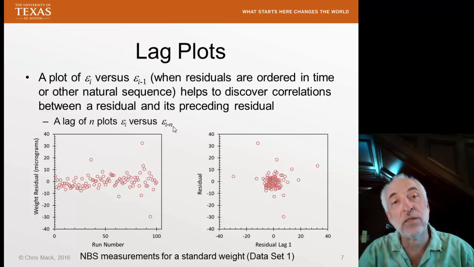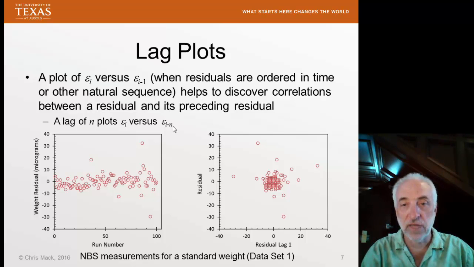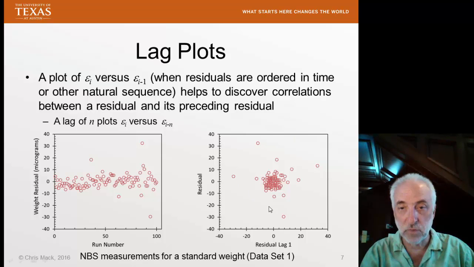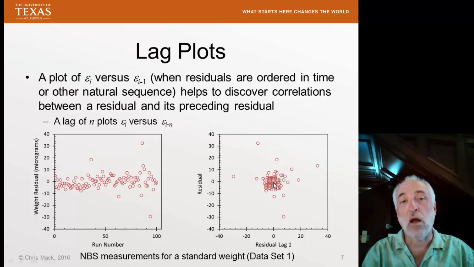If there is no correlation, then this should look like a scatter plot. And it kind of does here. Everything's kind of just scattered about uniformly about the middle, 0, 0.